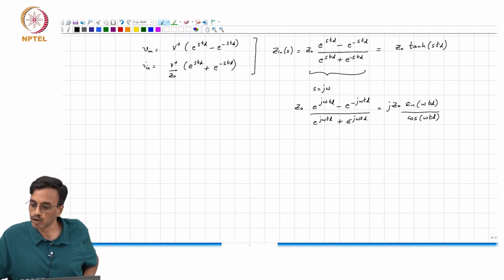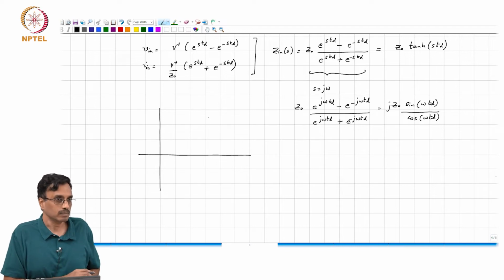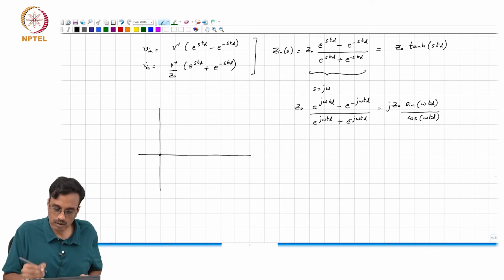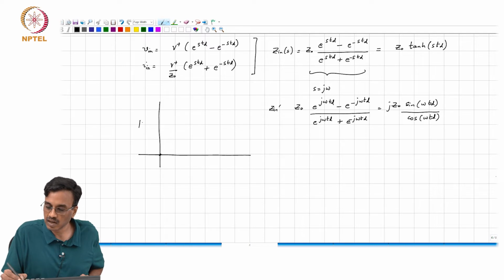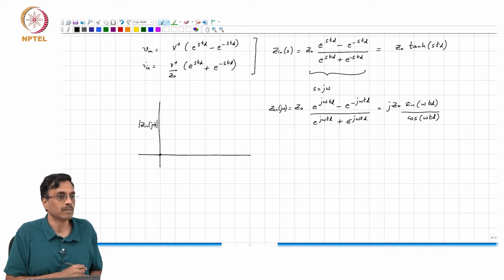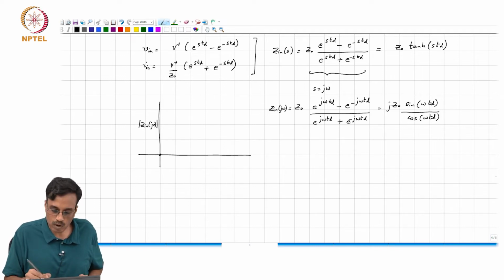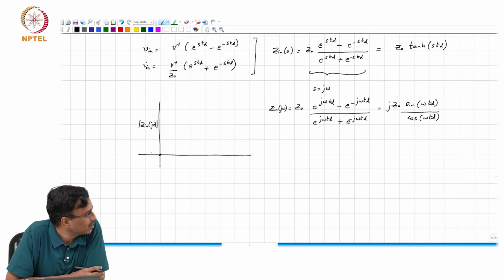So, if you plot the magnitude of the impedance, you can see that at DC it is 0, right. So, Z in of j omega, at DC it is 0. As omega increases, what do you see? How does it go?